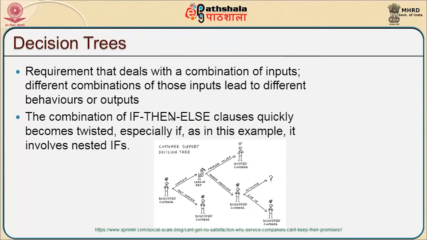or otherwise the requirements can be very well understood from plotting a decision tree, mostly of yes or no type. Requirements that deal with the combination of inputs, different combinations of those inputs lead to different behaviors and outputs. So the combination like if then else statement clause quickly becomes twisted, especially if given this sort of an example.